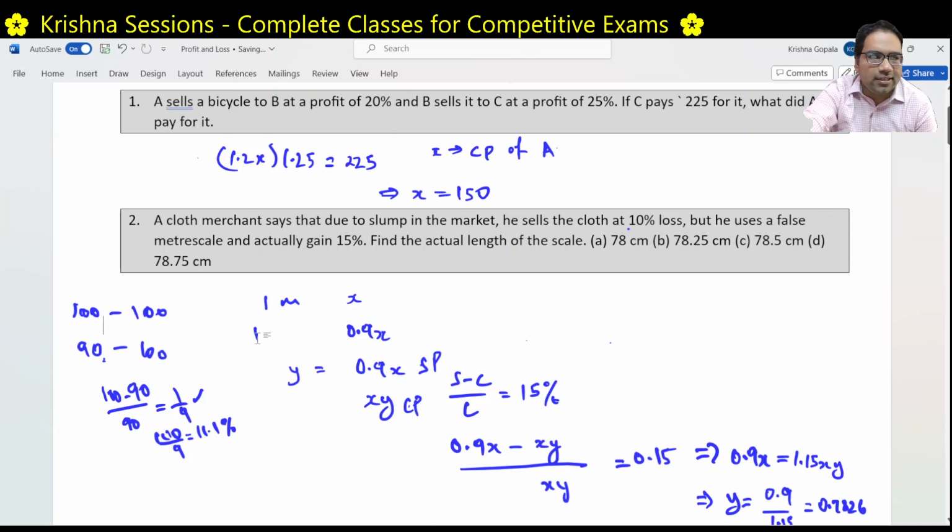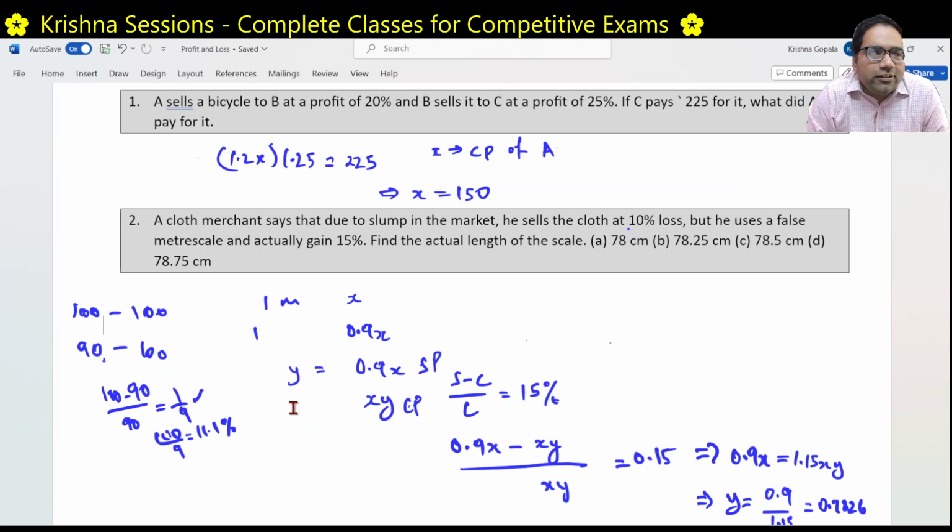He's selling 1 meter cloth at 0.9x. But he's using a false scale. That means he's not selling 1 meter cloth. Let's say he's selling Y meters cloth. This Y obviously would be less than 1. It could be 0.5 meters, 0.7 meters, whatever. He's saying he's selling 1 meter, but in reality he's selling something less than 1, which is Y. Y meters of cloth he's selling for 0.9x, because 1 meter is X, he's saying 10% loss. That means Y meters in reality he is selling at 0.9x.